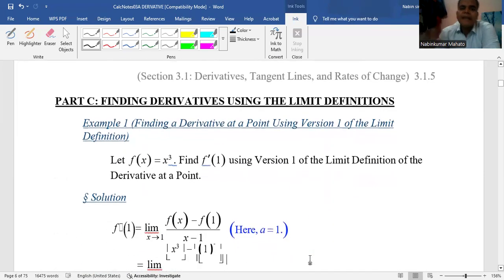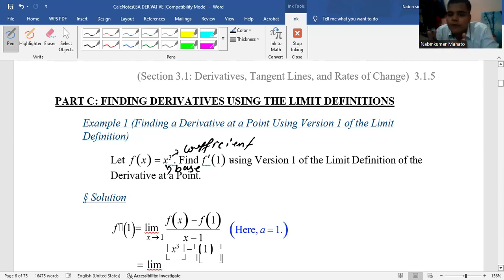Finding derivatives using the limit definition. How to use it? Look here. Let f(x) equal x cubed. Function of x equals x cubed. You have to know what is x here and what is 3 here. X is the base and 3 is the exponent.